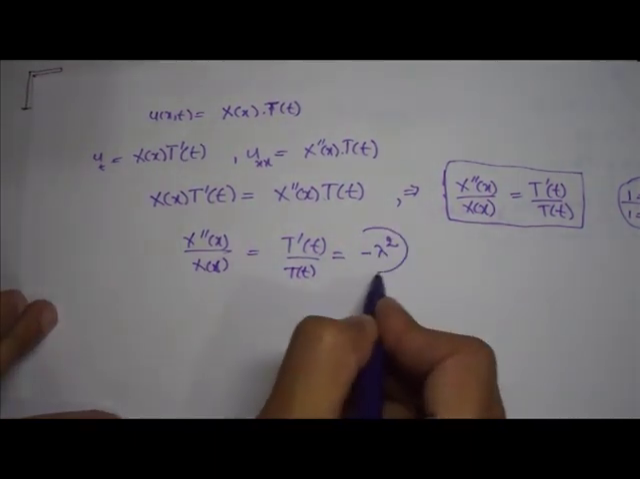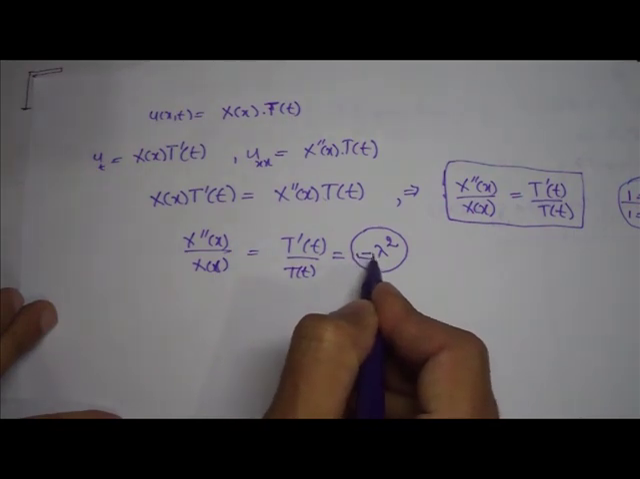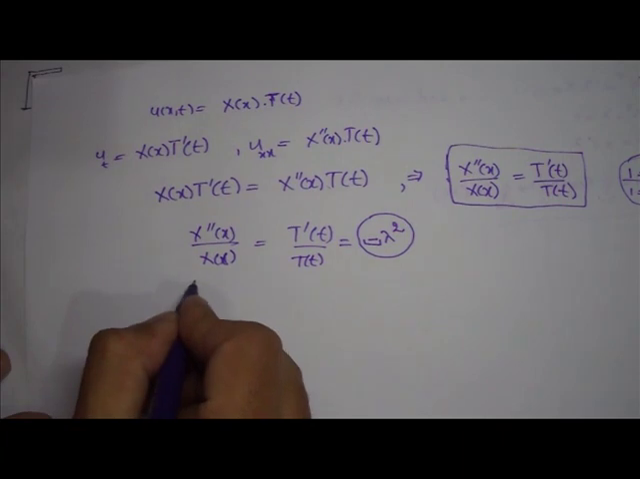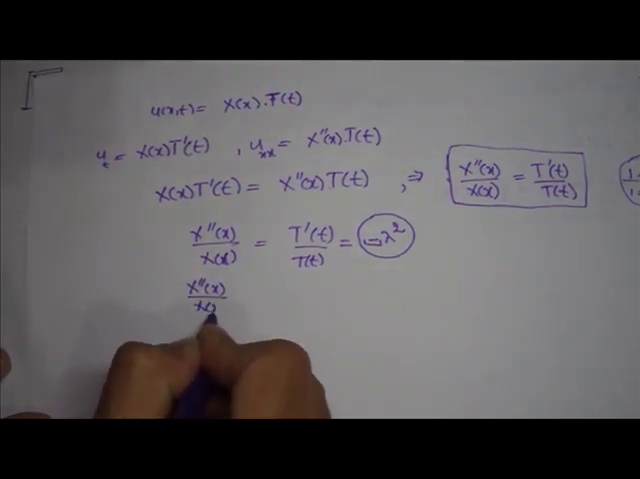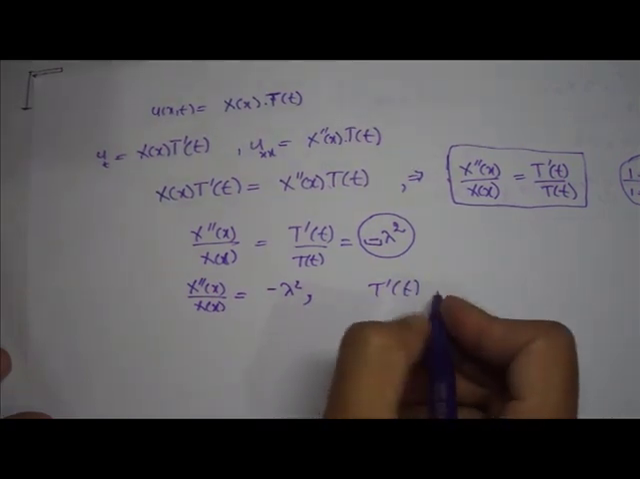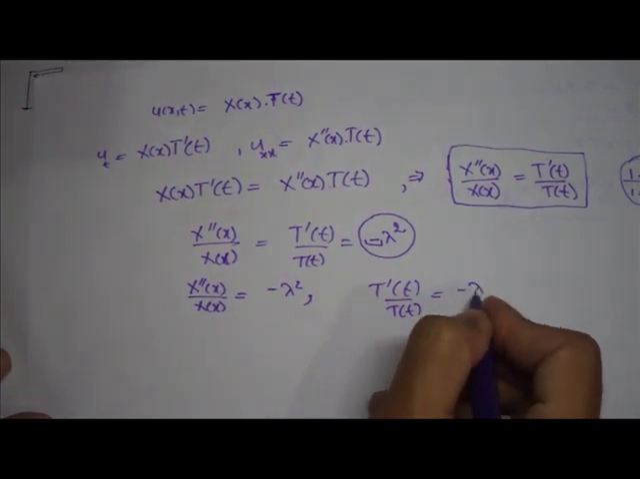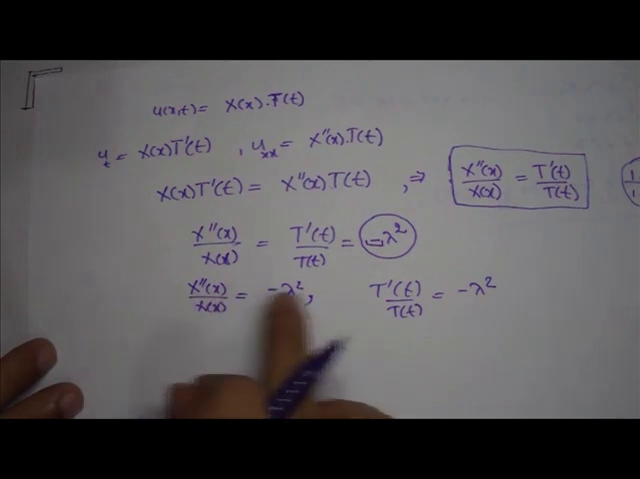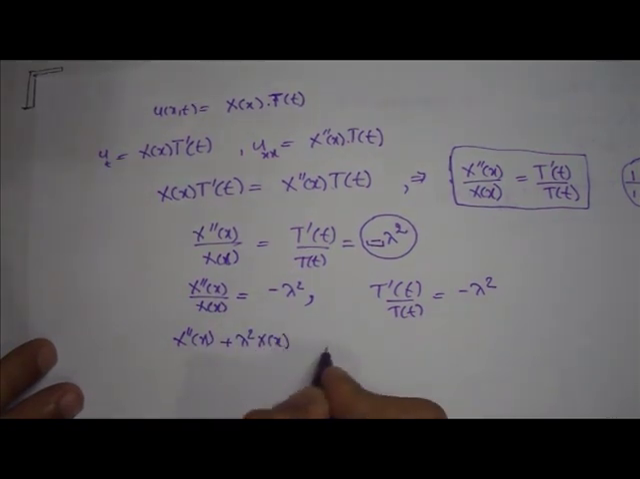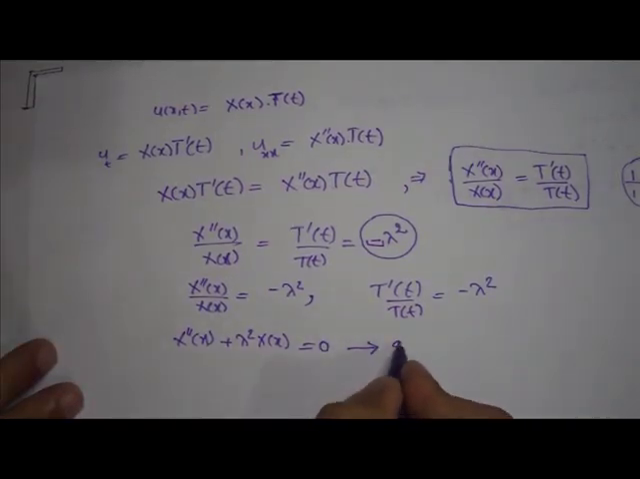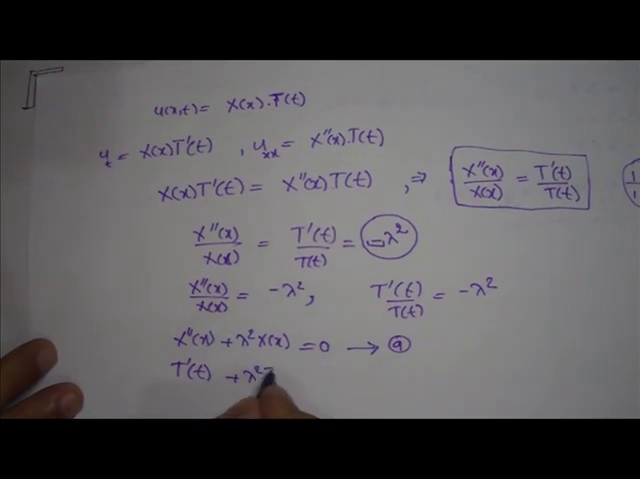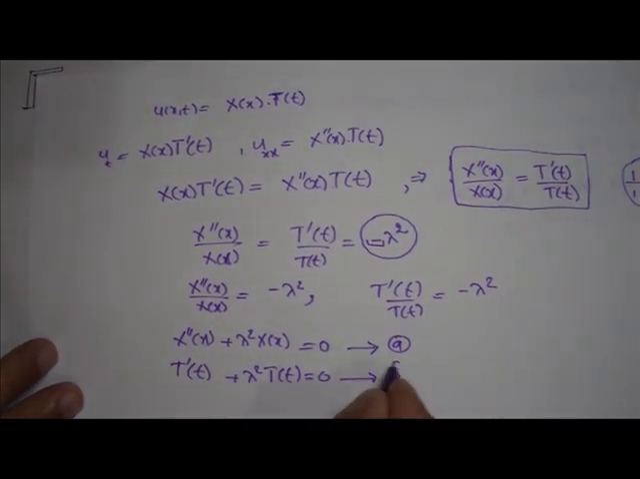Why do we use this minus lambda square? Especially, what is the role of this negative sign? It will be clear in the next steps. So this setup basically gives us two differential equations: X double dash of x divided by X of x equal to minus lambda square, and T dash of t divided by T of t equal to minus lambda square. Further simplification gives us X double dash of x plus lambda square X of x is equal to 0. We will call this equation A, and T dash of t plus lambda square T of t is equal to 0. We will call this equation B.